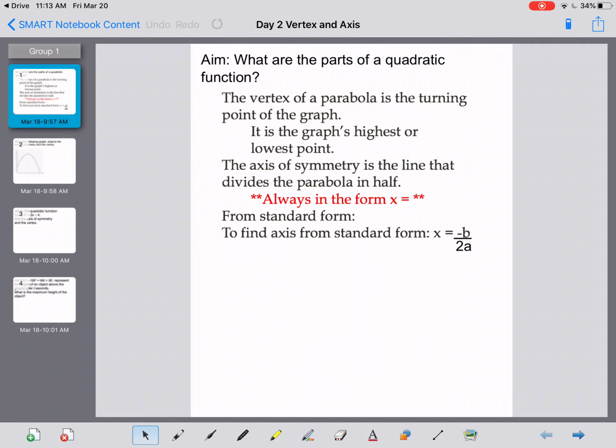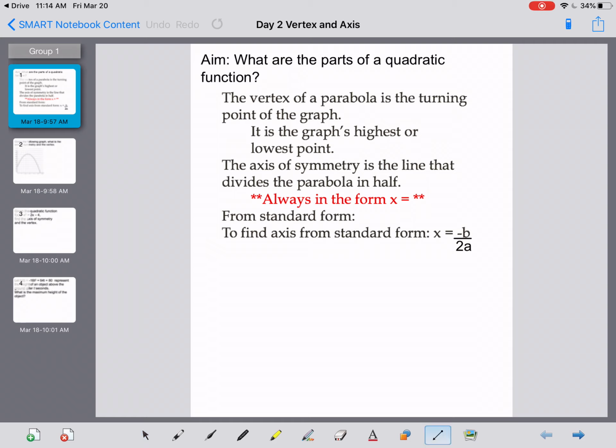Today's lesson is what are the parts of the quadratic function. The vertex of a parabola is the turning point of the graph. It is the graph's highest point or the lowest point, depending on which way your parabola is facing. The axis of symmetry is the line that divides the parabola in half. The axis of symmetry is always going to be in the form of x equals some number.